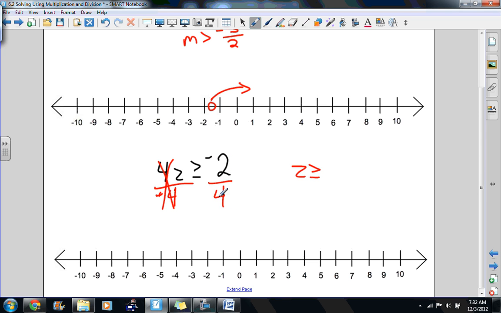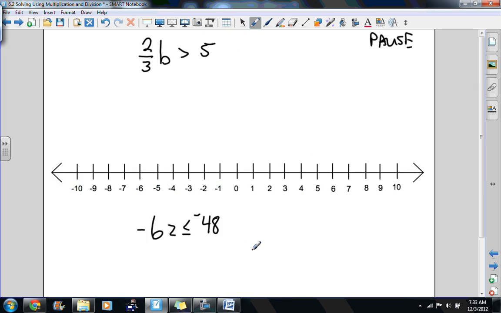And negative 2 over 4 simplifies down to negative 1 over 2. Well, that's in between negative 1 and 0. Ugh, not 1 and 2. It's in between negative 1 and 0. And the z is bigger than that, so I'm going to shade it to the right. There we go. Pause this and let you try these two on your own.